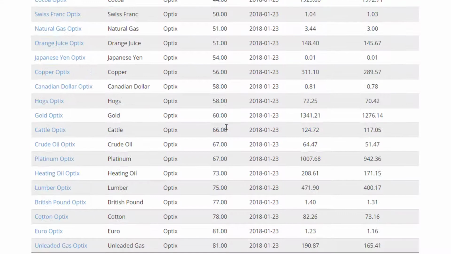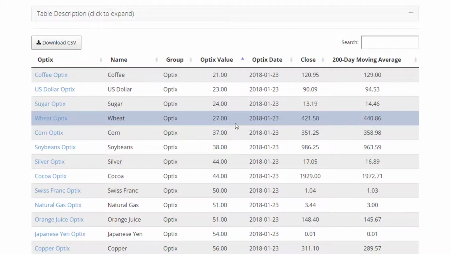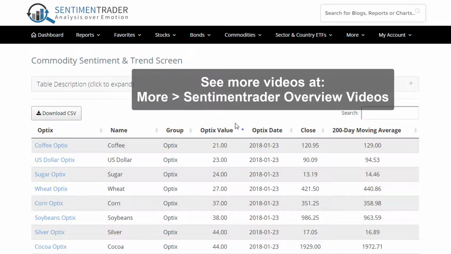These are ones where if it's trading above its 200-day moving average but seeing pessimism, it'll be green. If it's below its 200-day moving average, so in a general downtrend, but seeing optimism, it'll be highlighted in red. And that's just a few ways to generate some trading or investment ideas using some of the screens that we offer.